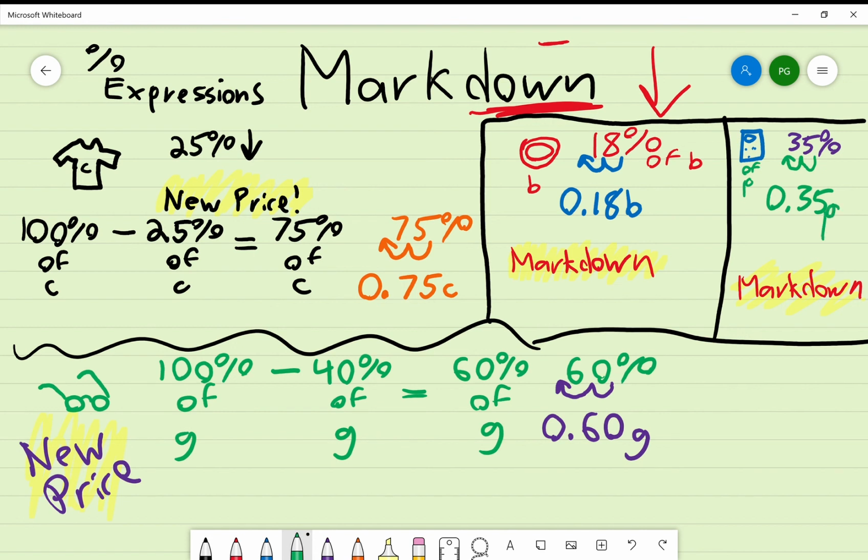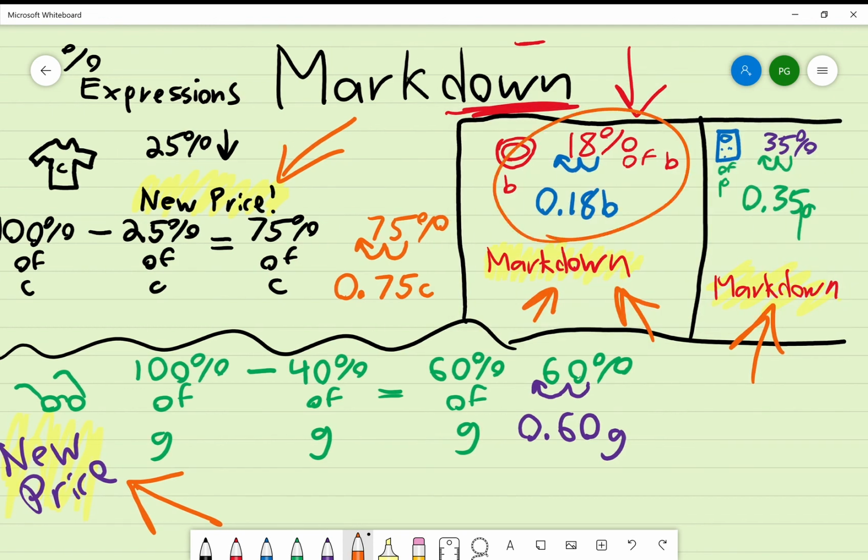That's it. Please, please realize, if you are looking for the new price, you do 100 minus the discount equals the new price. However, if you are looking only for the discount, only for the markdown, only for the sale, all you have to do is take the percentage and turn it to a decimal. Take the percentage, turn it to a decimal.